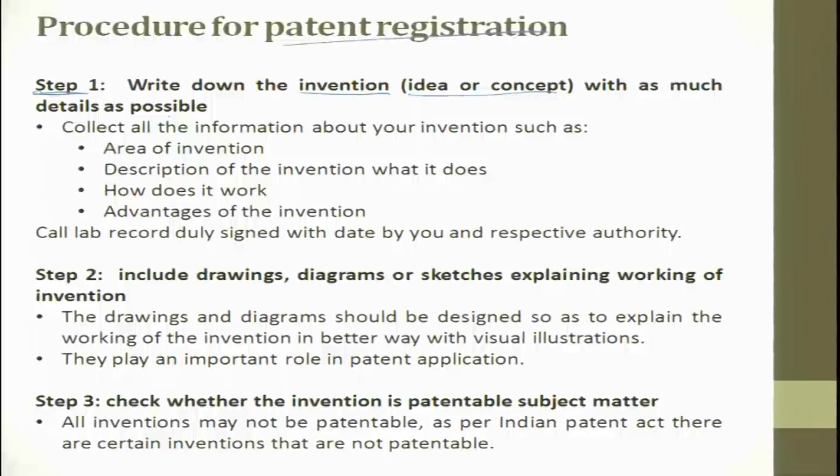Collect all information about your invention, such as the area of invention, for example mechanical engineering, the description of the invention, what it does. So, maybe it tries to give relief to a worker who is doing this, how it works, and the advantages of your invention. Then keep a lab record duly signed with date by you and the respective authority. What they say is, if you are trying to think of an idea which you are trying to patent, today the data which is available to you is also available to a person sitting in China, people sitting in Japan and people sitting in USA.